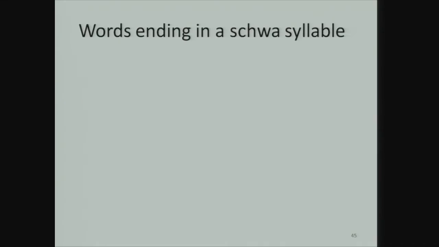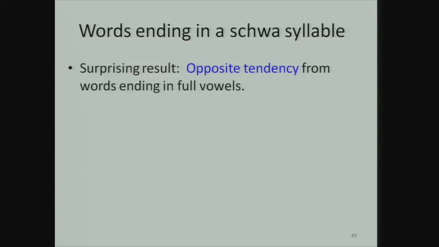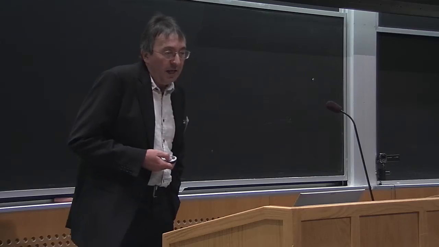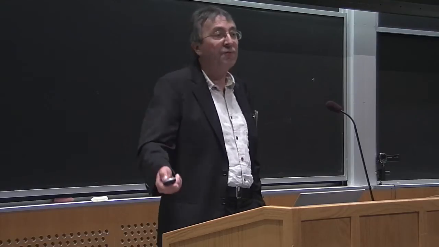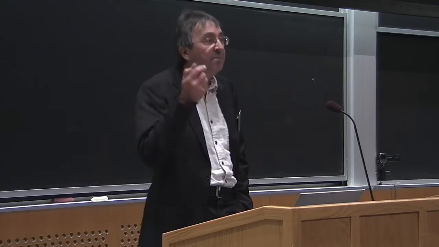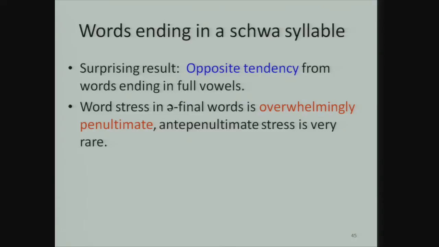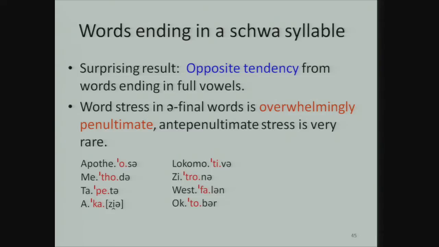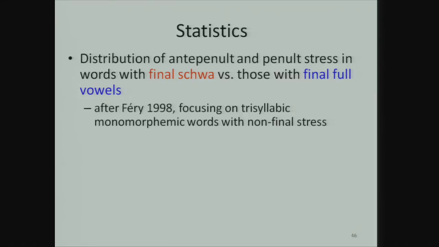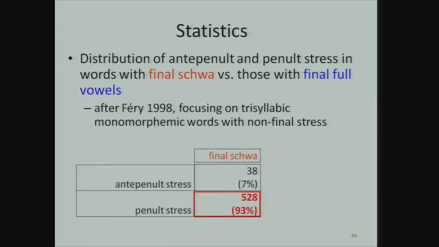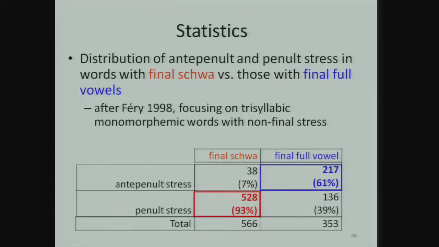This is interesting because words ending in a schwa syllable show the opposite tendency. When the last vowel is not a full vowel but schwa, then overwhelmingly penultimate stress. So in a sense, schwa attracts the stress. So apotheose, methode, tapete, acacia, that's the thing. And also something like locomotive sounds very weird. It's not just non-existent, it's really weird. So things are very clear. So 93% have stress on the penult, and very few cases on the antepenult.